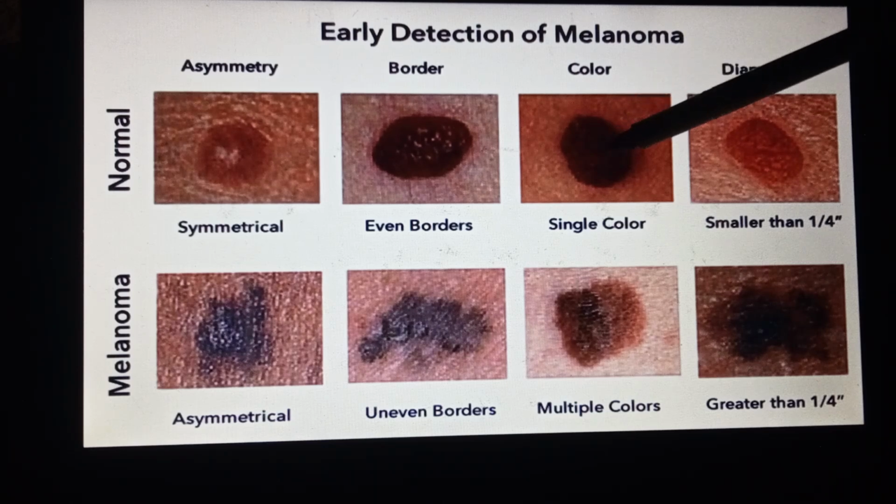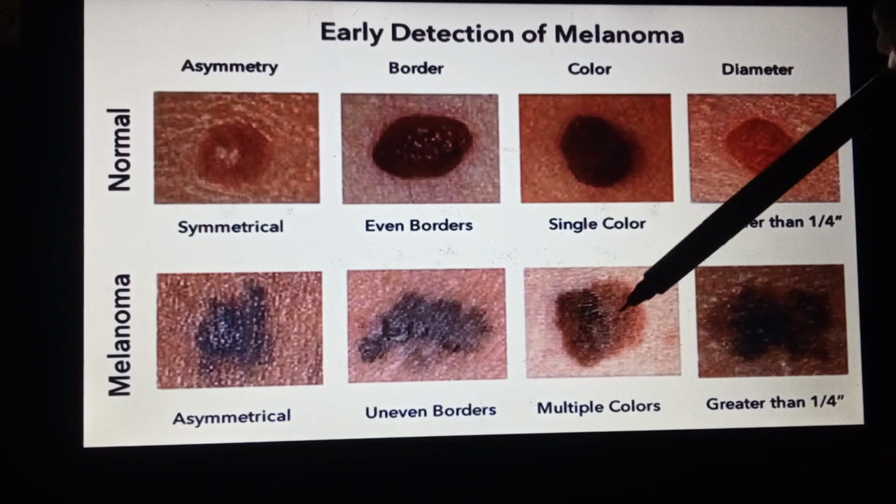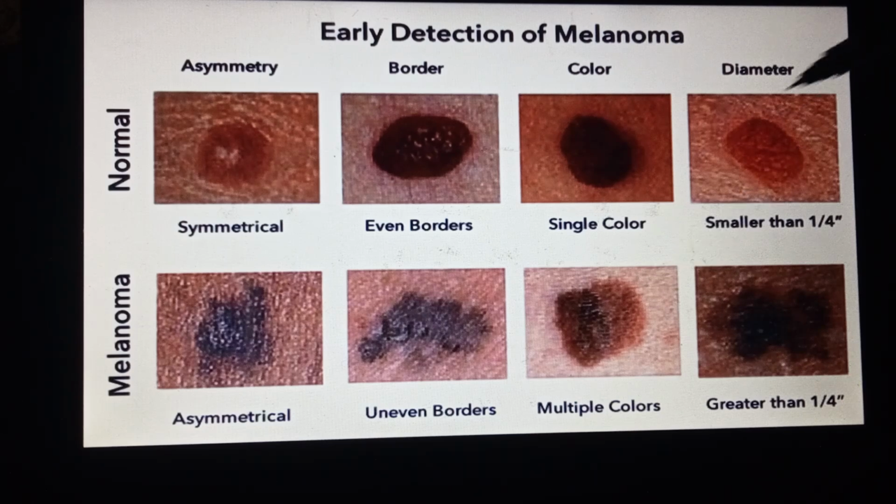Third is the color. Here is a single color and here are multiple colors. And fourth is the diameter. Here the lesion is smaller than 1/4 and here the lesion is greater than 1/4. So these are the changes which are noted in an early lesion.